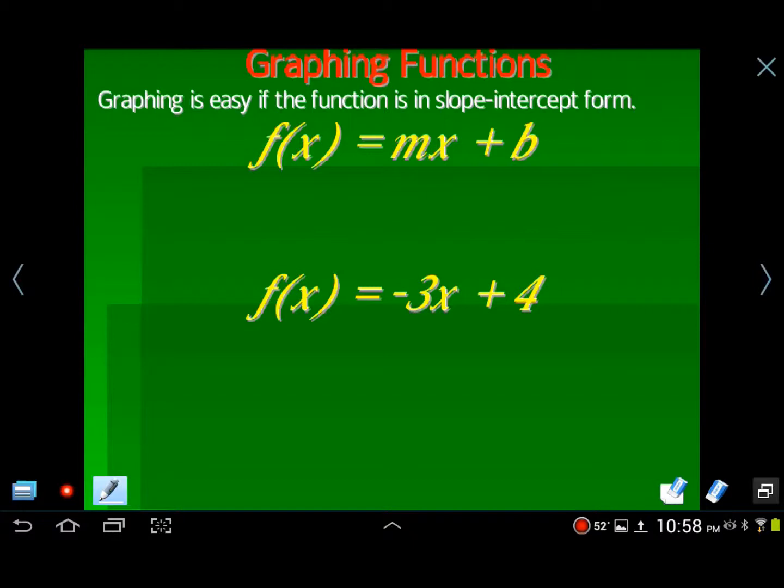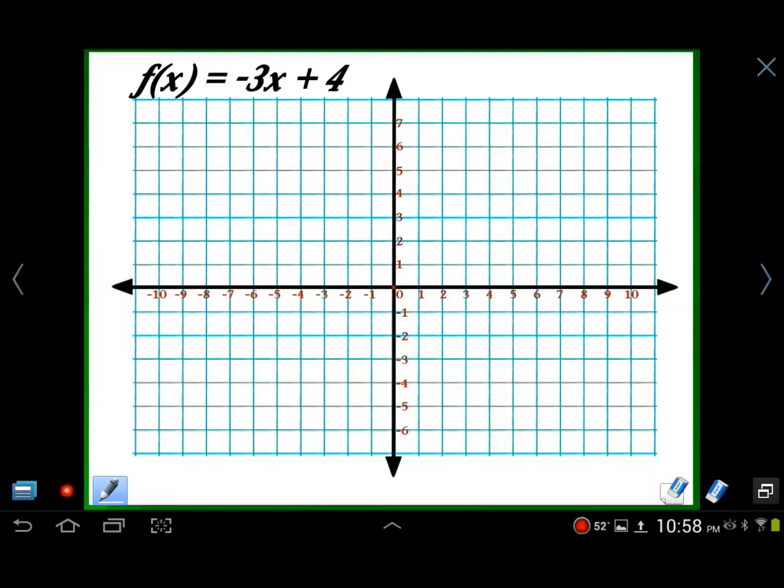Okay, so here's our first function. Let's graph it. f of x is equal to negative 3x plus 4. Let's go to the coordinate plane here and figure this out. If you remember anything about the slope-intercept form, the number that is in front of the x is your slope. That's your m. The number that is your constant is your y-intercept. This is where it intersects your y. So now that we know what our slope and our y-intercept are, let's go ahead and start.